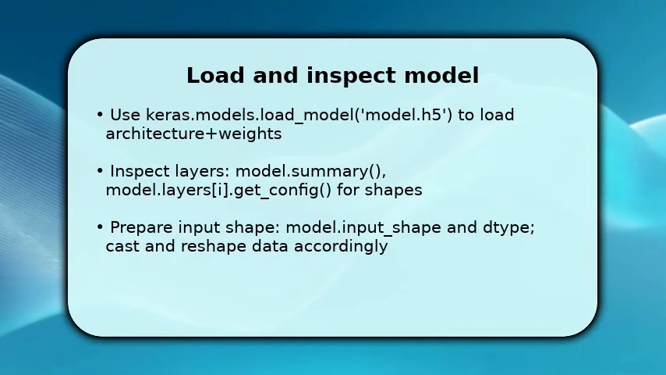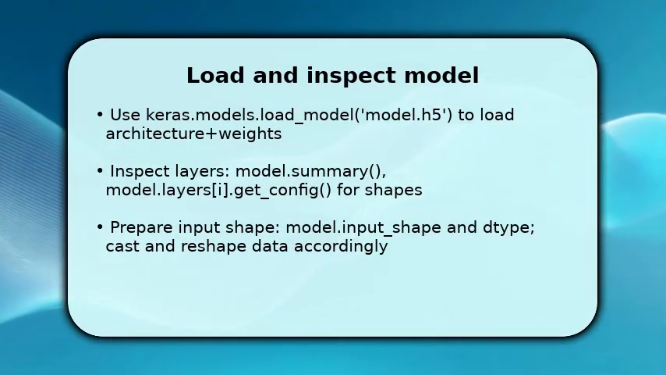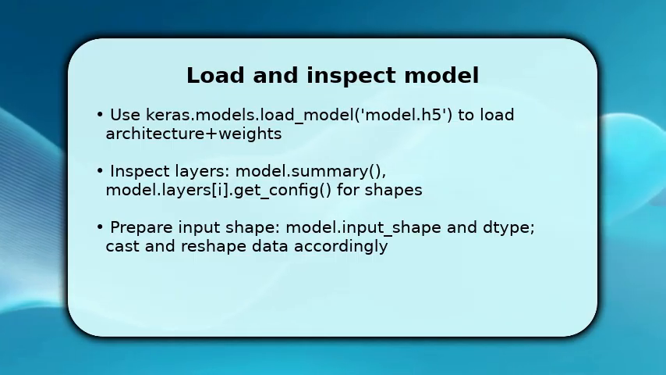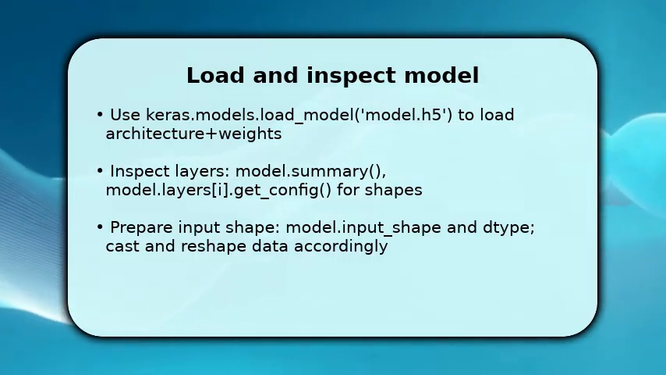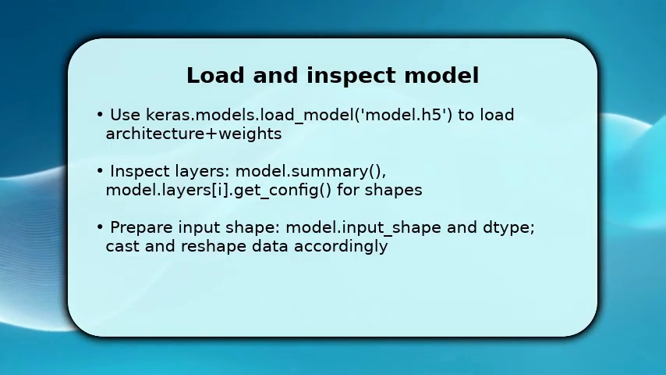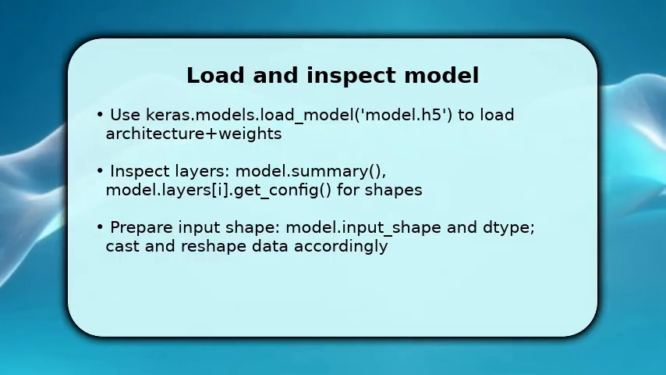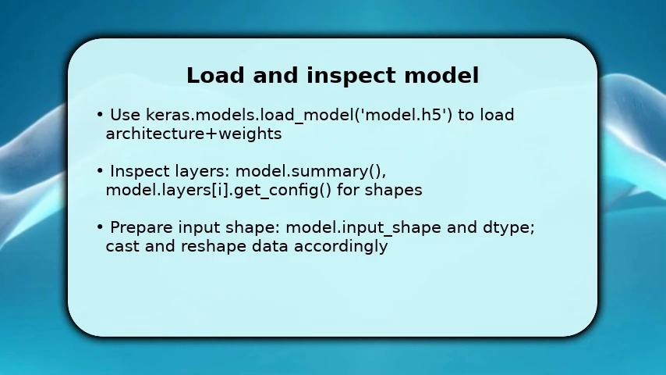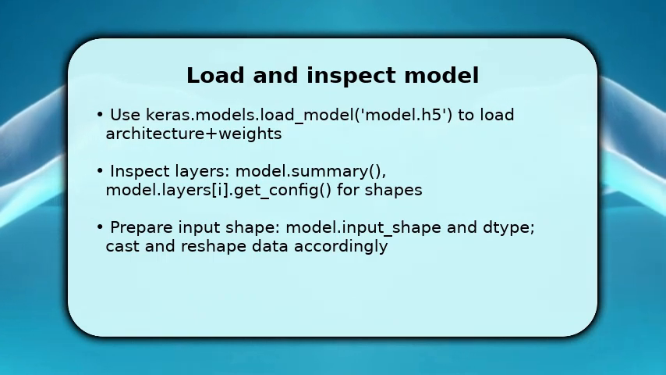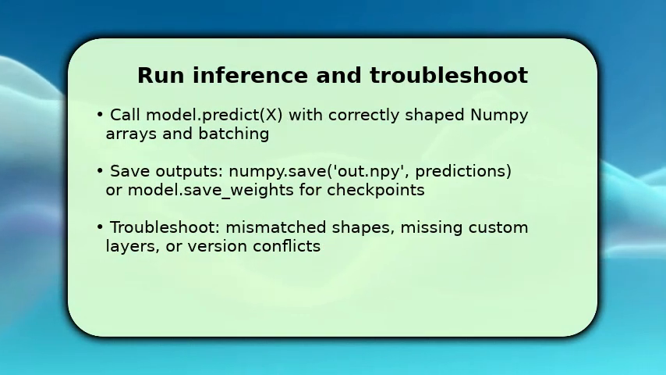Now continue by loading and inspecting the model object. Use keras.models.load_model('model.h5') to get a ready model. Once loaded, call model.summary() to see layer shapes and output sizes. Make sure to check model.input_shape and expected dtype, then adapt your data: cast types, normalize values, and reshape arrays to match batch dimensions. If you need custom objects, pass custom_objects to load_model. Otherwise, proceed to compile if you must run training, or directly use model.predict for inference.